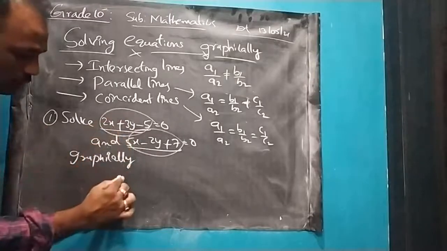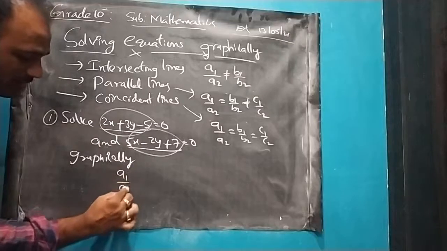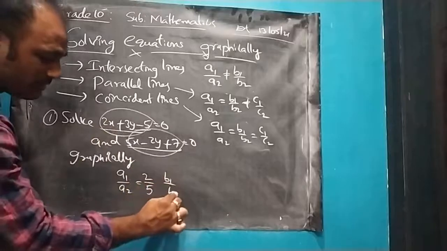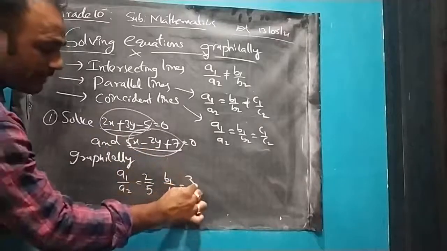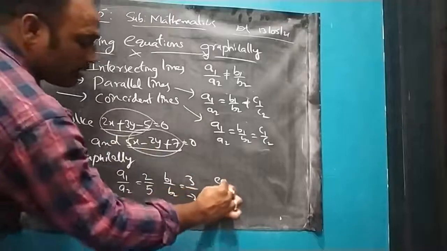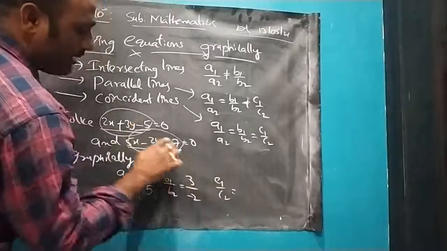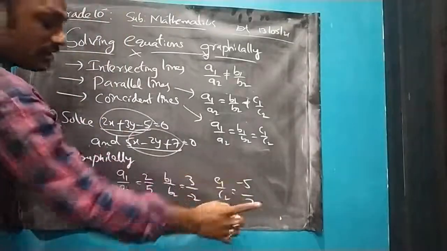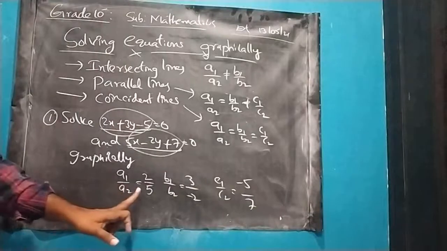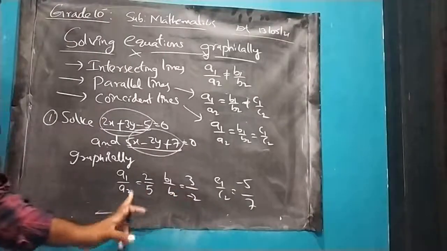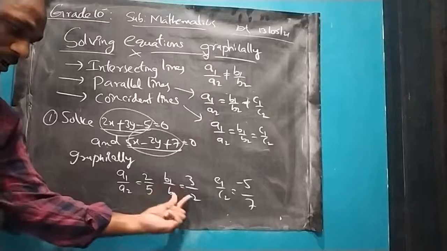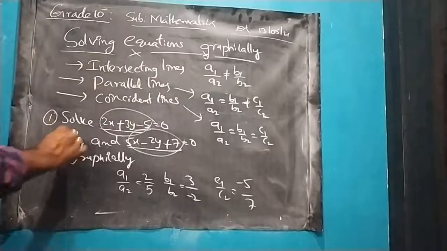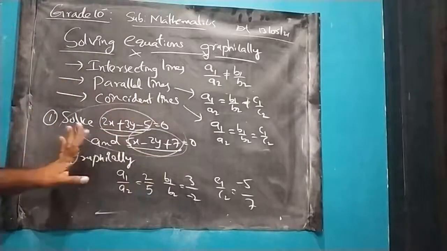So for that reason, first let me check what my A1 by A2 value is. A1 by A2 is 2 by 5. Next, B1 by B2 is 3 by minus 2, that is minus 3 by 2 also we can write. C1 by C2 is minus 5 by 7. So I cannot cancel further. Here directly we can say that A1 by A2 is not equal to B1 by B2, so the other two conditions fail. A1 by A2 not equal to B1 by B2 means our lines should be intersecting lines. In the graph, I need to show that these two are intersecting. There is no other option.